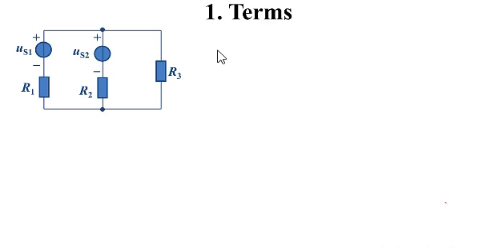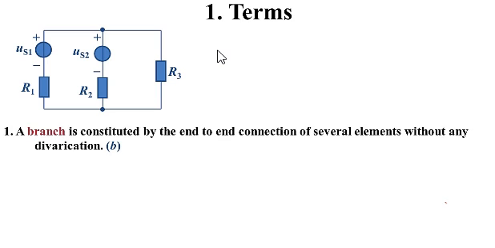Okay, we start lecture 10. Before the discussion of KVL and KCL, we need to define some terms with the example of this circuit. The first concept is a branch.